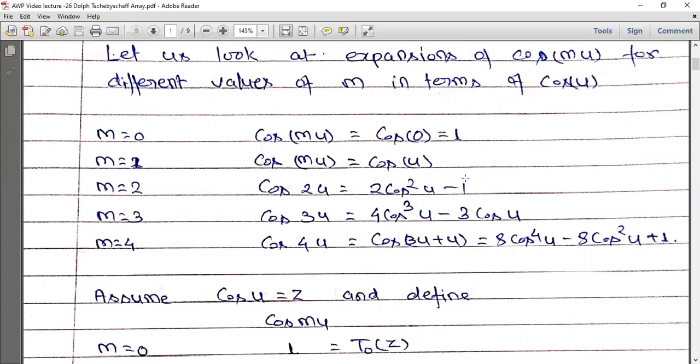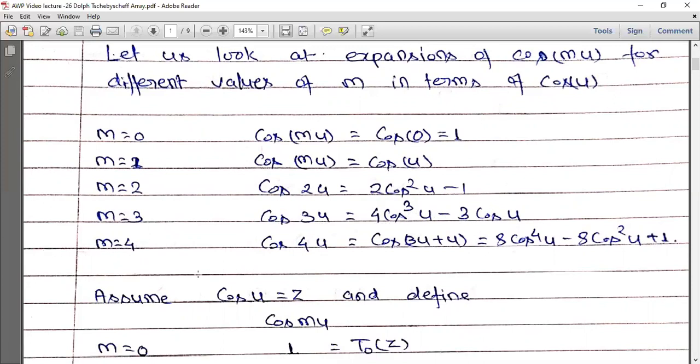Okay, as I already told you, we are going to expand cos of mu for every integer m in terms of cos of u. For m equals 3, we substitute m equals 3 in cos of mu. We have cos 3u, and cos 3u can be written as 4 cos cube u minus 3 cos u, and again the function is represented in terms of cos.